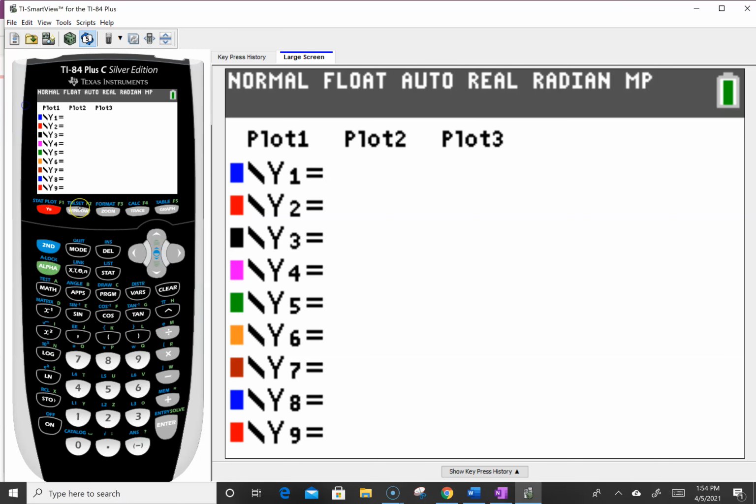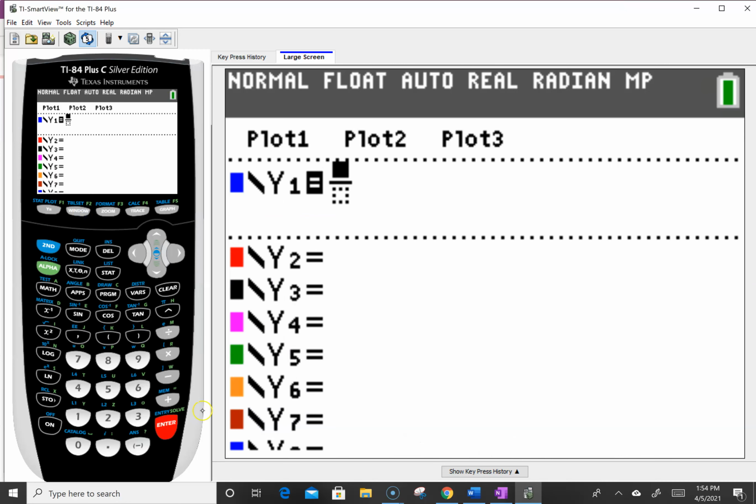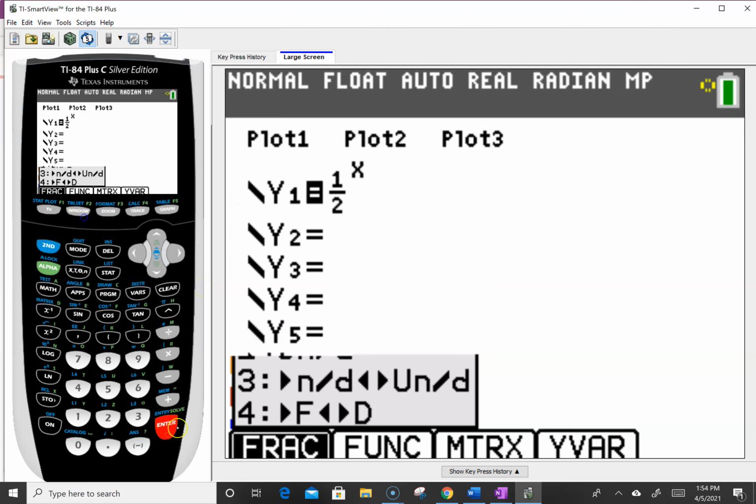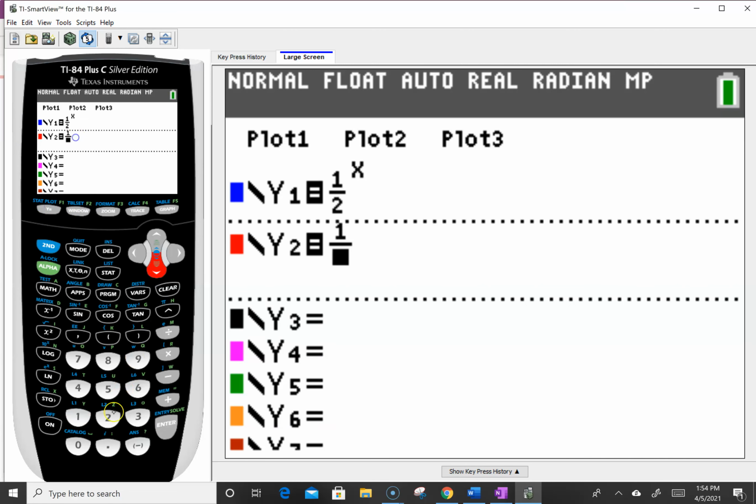So I'm going to do alpha y equals option 1, and this gives me 1/2. Then I'm going to arrow to the right so I can get out of the fraction and then do the caret and the x. Go down to the second one. Alpha y equals option 1, I do the 1/2, arrow to the right to get out of the fraction, the caret and then the x.